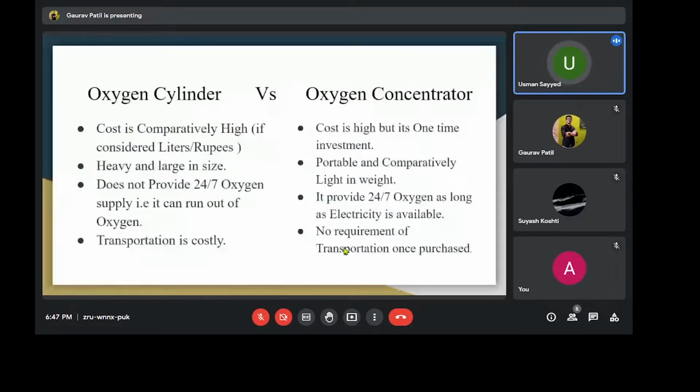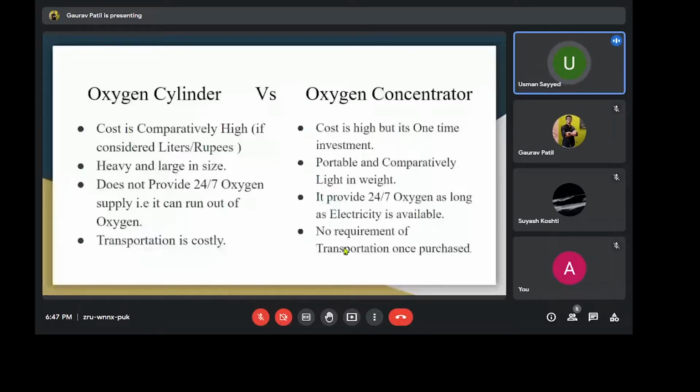So why have we opted for the oxygen concentrator, not the oxygen cylinder? Here we can see the comparison: cost is comparatively high for the oxygen cylinder, and yes, the concentrator cost is also high, but it is a one-time investment.